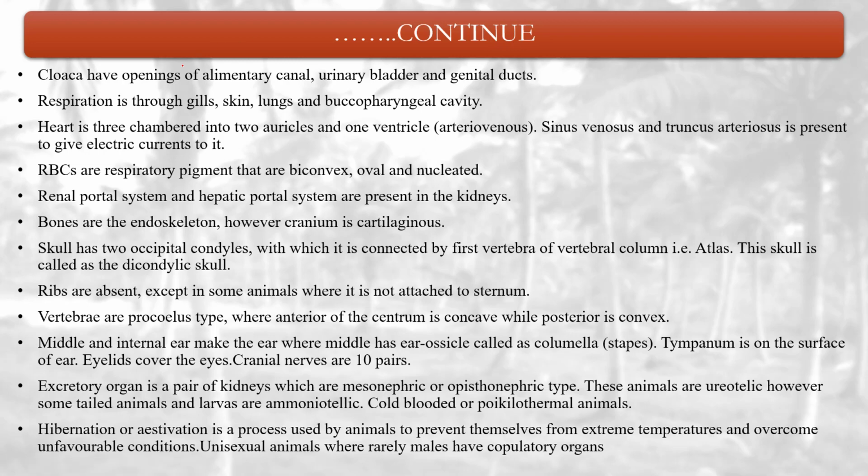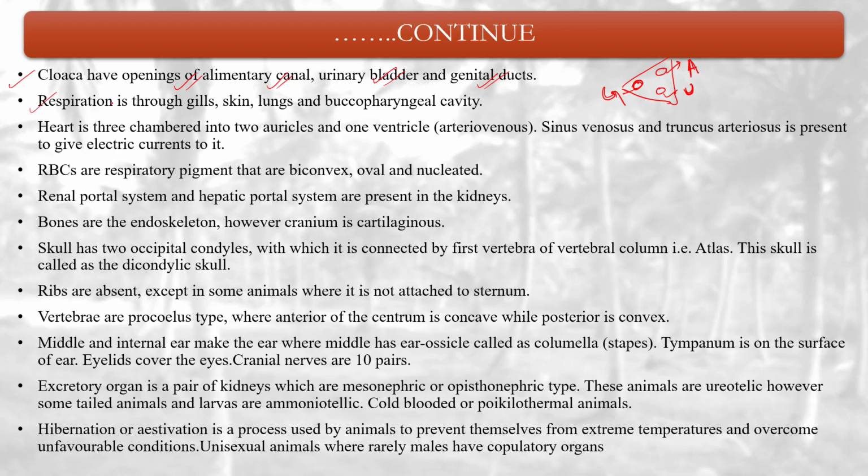cloaca. Cloaca has the openings of the alimentary canal. The alimentary canal is basically attached to the cloaca, along with the urinary bladder and genital ducts. So the cloaca has openings of the alimentary canal, urinary bladder, and genital duct. The alimentary canal duct, urinary bladder, and genital ducts make a trigone. This trigone basically has all the openings. G for genital, A for alimentary canal, and U for urinary bladder.